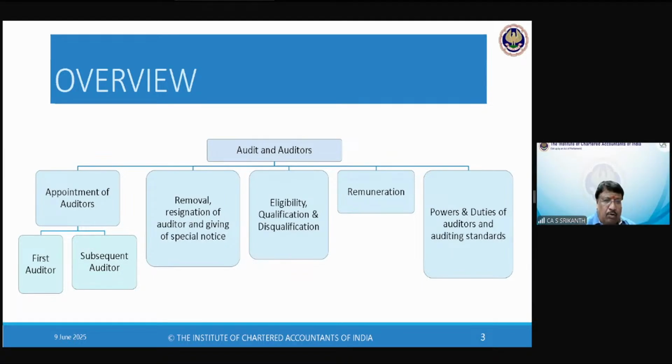The first auditor will hold office from 0 to first AGM. At the first AGM you will appoint the subsequent auditor. He will appoint him for 5 years. Correct. So he will hold office from the first AGM till the conclusion of the 6th AGM. Got it? 6th AGM. Now, before that AGM is over, you have to reappoint somebody.